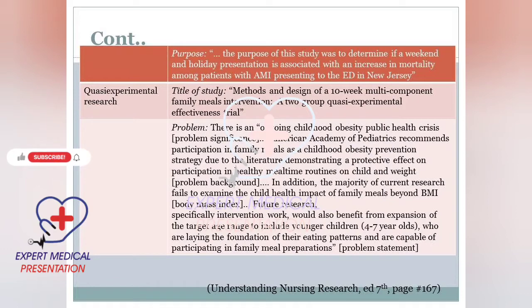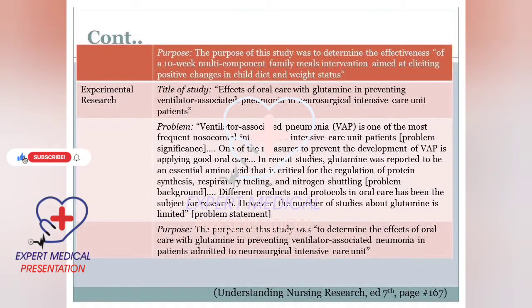Future research, specifically intervention work, would also benefit from expansion of the target age range to include younger children, 4-7-year-olds, who are laying the foundation of their eating patterns and are capable of participating in family meal preparations. Problem statement. Purpose: the purpose of this study was to determine the effectiveness of a 10-week multi-component family meals intervention aimed at eliciting positive changes in child diet and weight status.